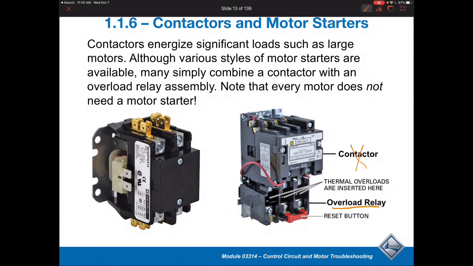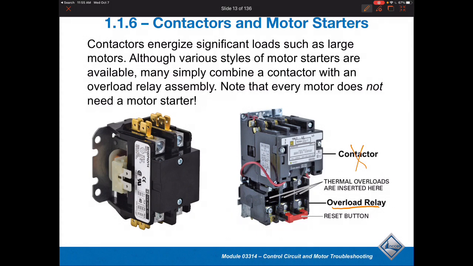Some of the motors will have this, some of the motors don't really need it. It just depends on the application. But a lot of our commercial applications do indeed need those to function.